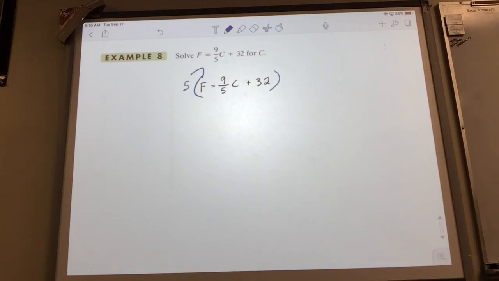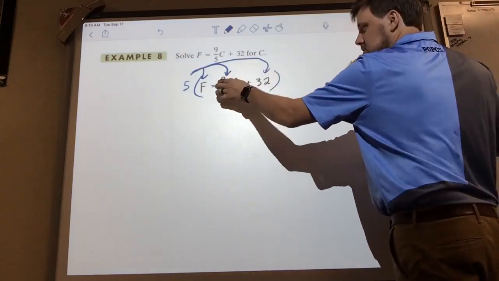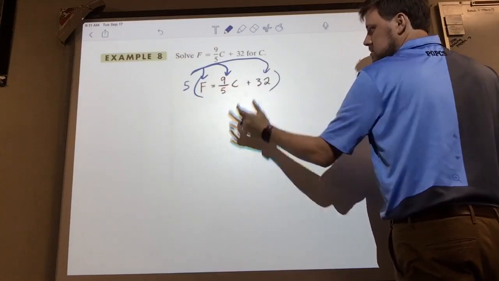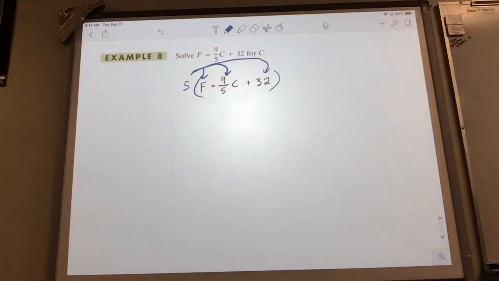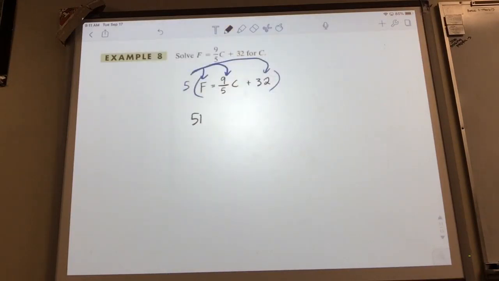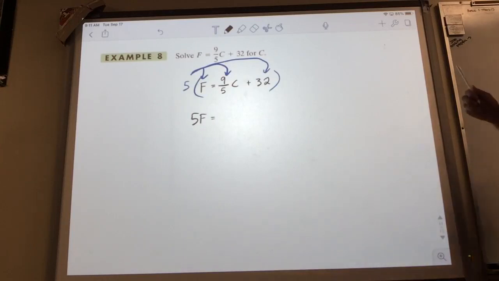So we need to multiply the F, this section, and this section. Keep in mind that this 9/5 and this C are still one part. Parts are distinguished by symbols. So that is now a 5F equals, okay, there are two ways to do this.